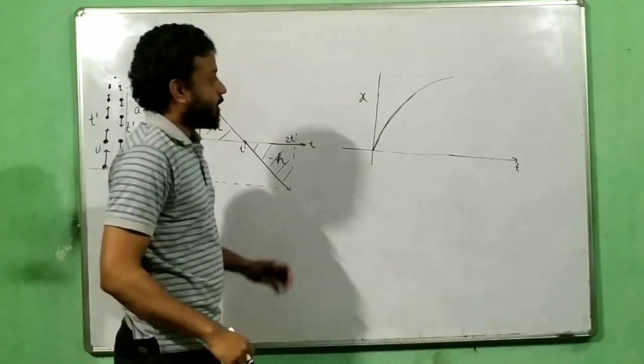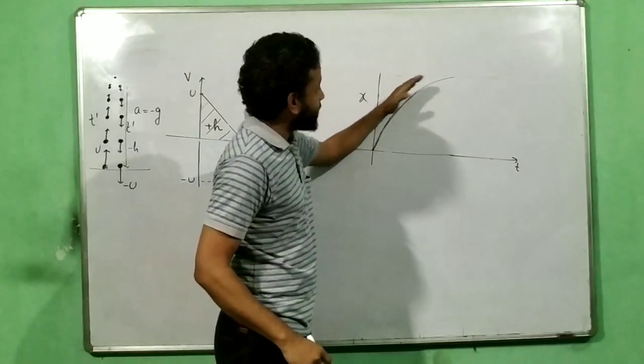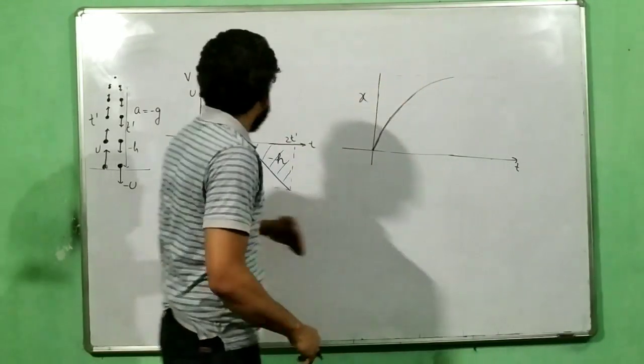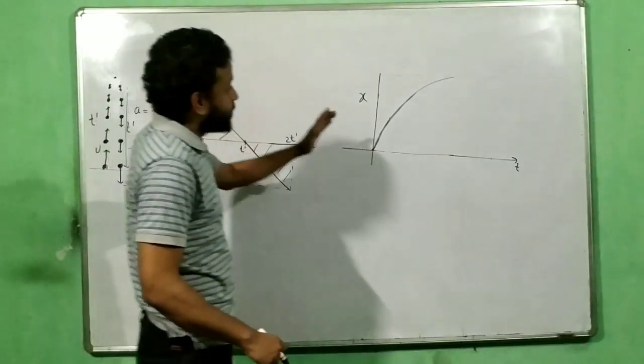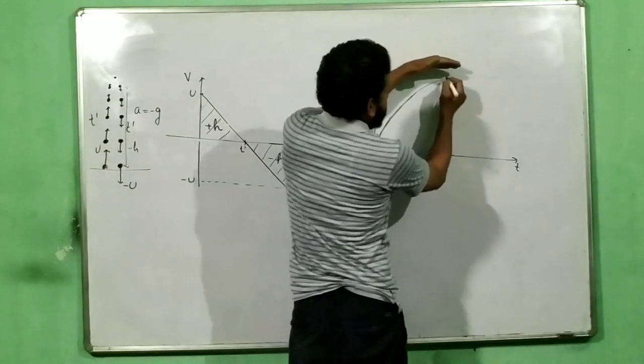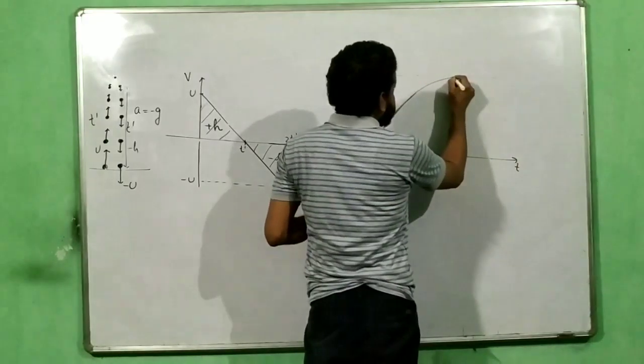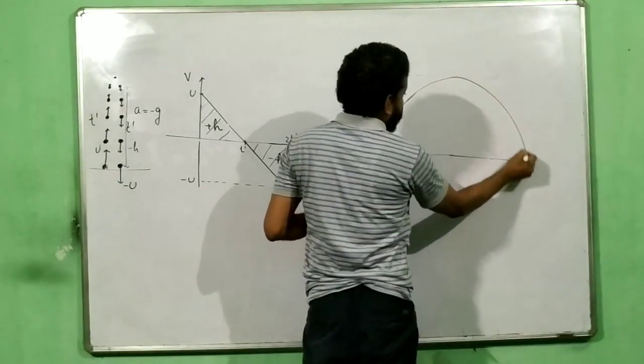Okay, so if you can see here, the graph flattens because the slope is flattening. So it becomes 0 at the top. At the top, the velocity has to become 0. If you draw a tangent here to find the slope, it becomes 0. And then it turns back and moves backward.